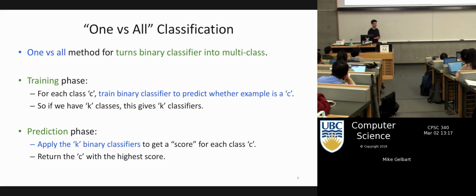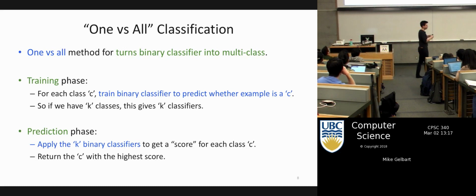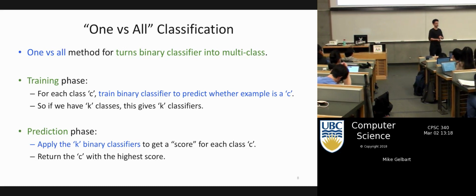The way we're going to make predictions is we're going to get each classifier to produce a score for each class. For example, for logistic regression, that could be the probability. So the first classifier might say I'm 95% sure it's class 1. The second classifier might say I'm 30% sure it's class 2, 40% sure it's class 3. Then I'm going to go with class 1 because it has the highest score.